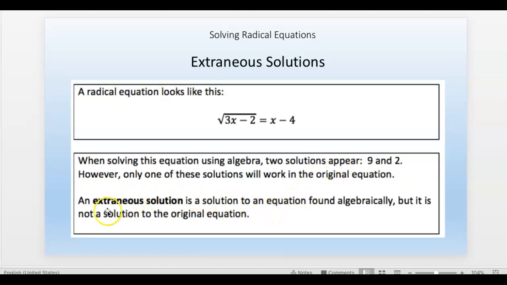Guys, and this is a good sentence right here to explain what an extraneous solution is. It's a solution to an equation that is found algebraically. It shows up when you solve it using algebra, but it's not a solution to the original equation.